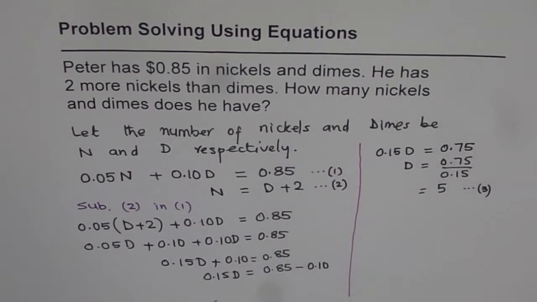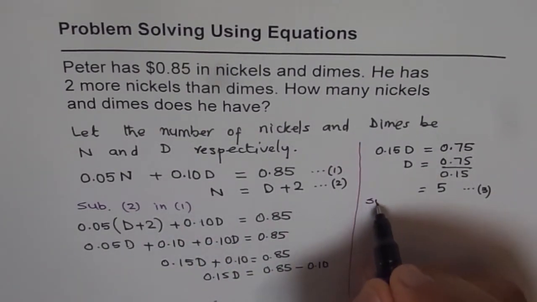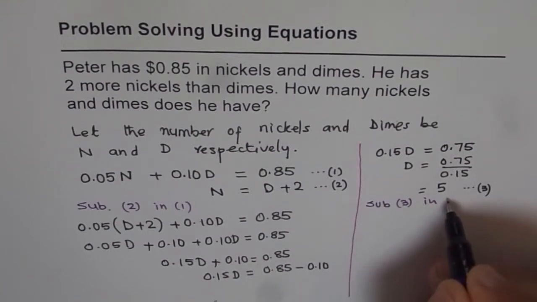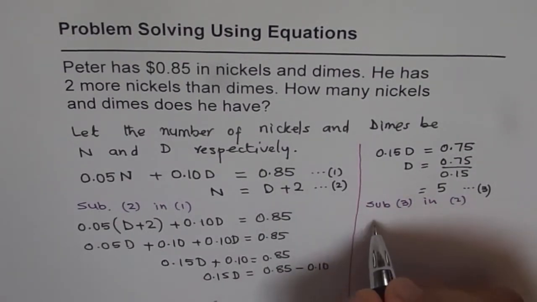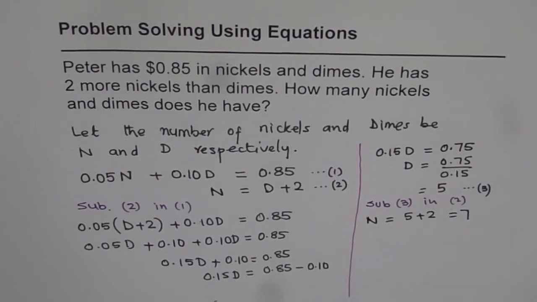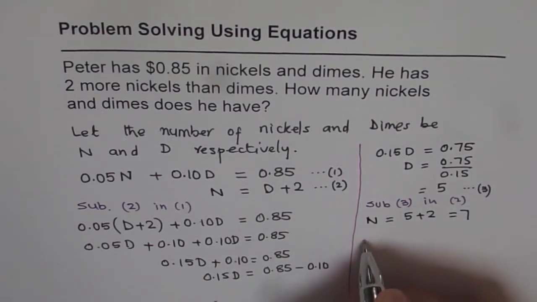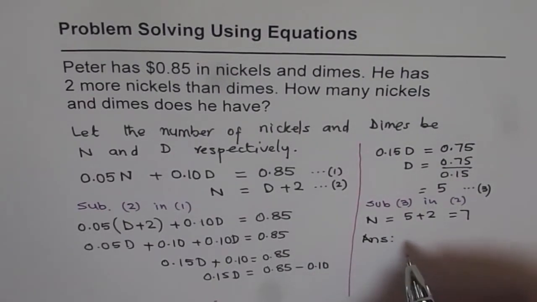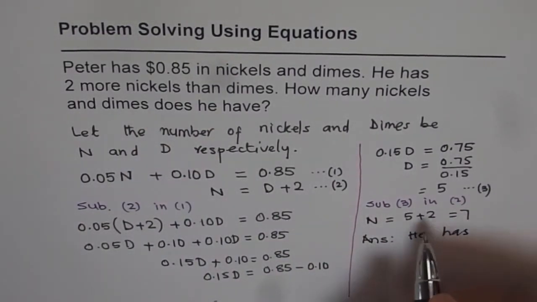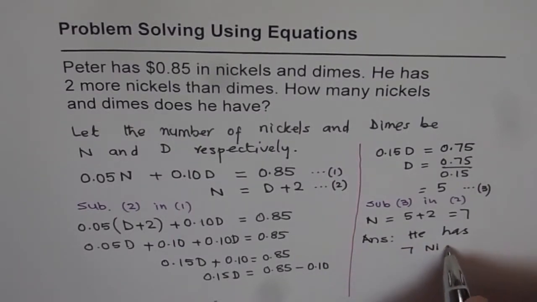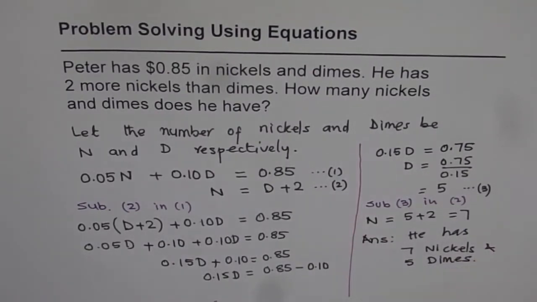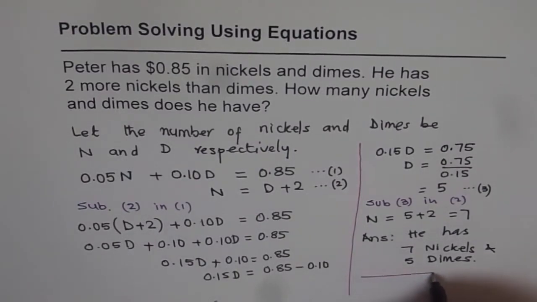Now we know the number of dimes, so what we can do is substitute 3 in 2. I hope you understand my nomenclature now. Substitute the value of d from 3 in equation 2. Once you do that, you get n equals dimes plus 2, 5 plus 2, which equals 7. So we get nickels as 7. Now it's a good idea to write down your answer as a complete statement. The question says, how many nickels and dimes does he have? So we can write he has 7 nickels and 5 dimes.